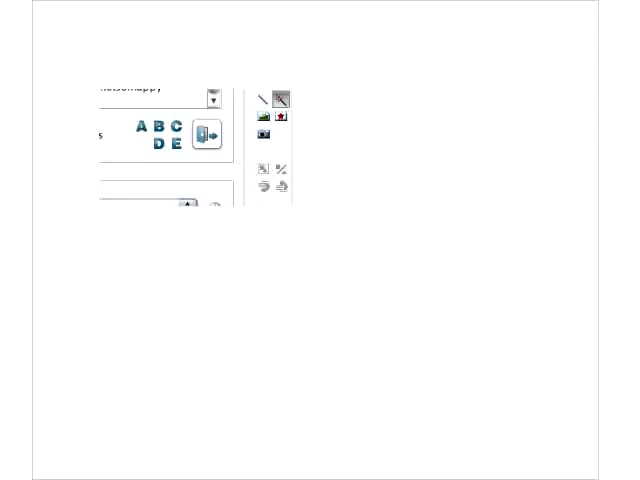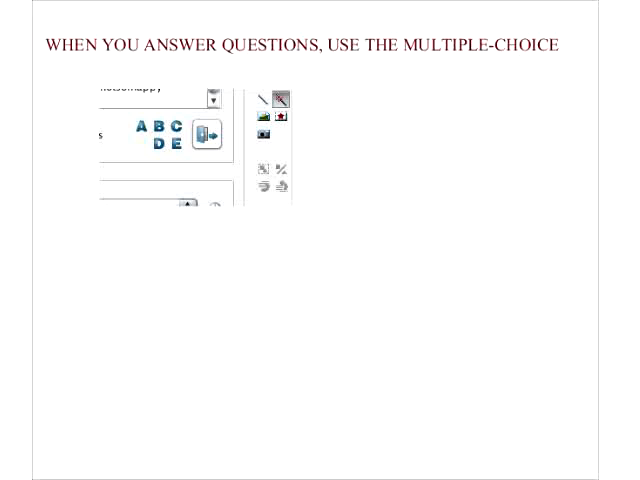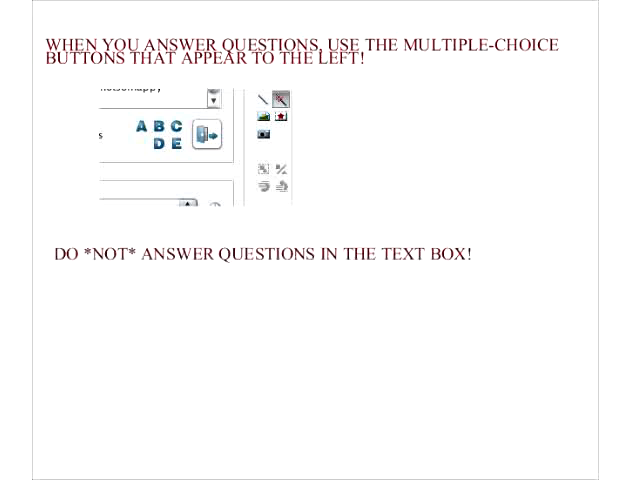What you should see is this. When you answer questions, again, please, please, please, use the multiple choice buttons that appear to the left. Please do not answer the questions in the text box, so that we don't have everybody seeing your answer and having an unfair situation. The multiple choice buttons A, B, C, D, E, smiley face if you see that.